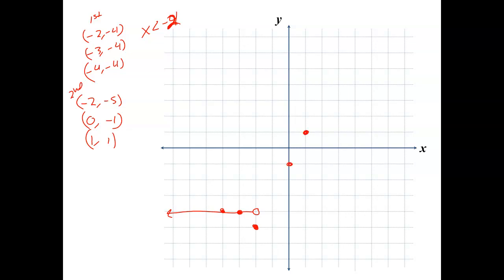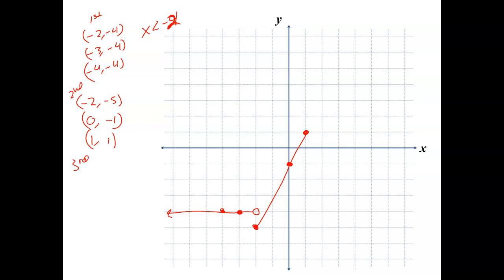0, negative 1. It would help if I put that in the right spot. There we go. Boom. So it only goes from negative 2 to 1. It stops. Okay? And then I go into my third rule. My third rule was what type of equation again?